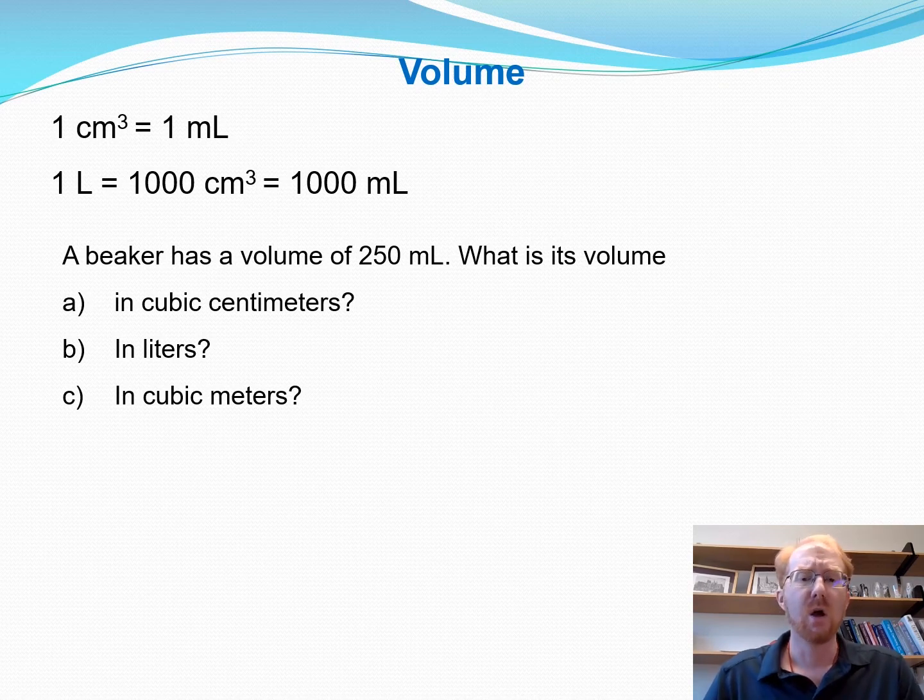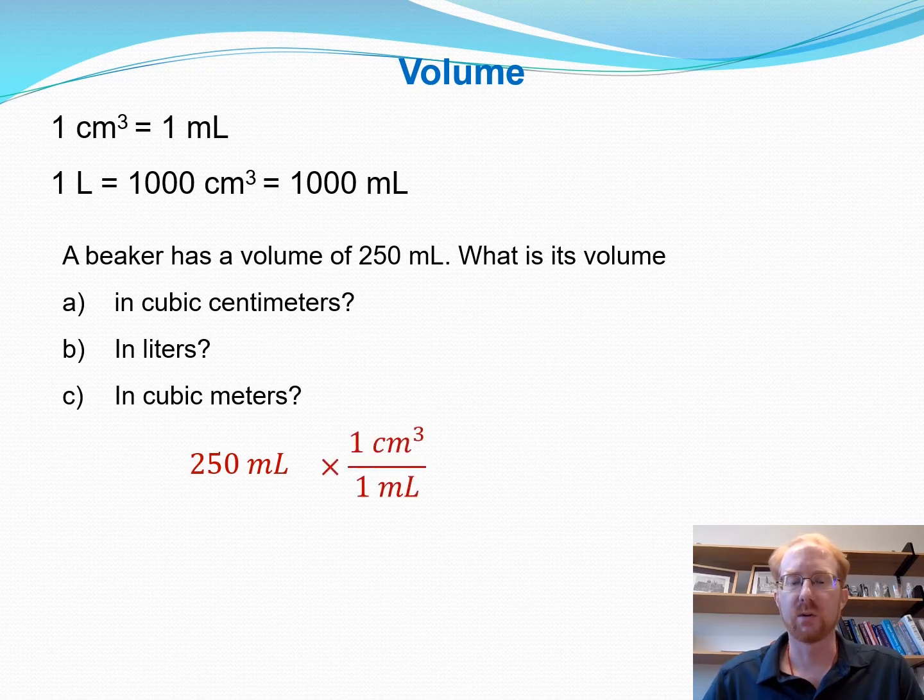So here's a question. A beaker has a volume of 250 milliliters. And now let's convert its volume into cubic centimeters, into liters, and into cubic meters. So A is very simple, very straightforward. 250 milliliters. Our conversion there is 1 cubic centimeter per milliliter, so it doesn't actually change anything. So I can cross off my milliliters and I'm left with 250 cubic centimeters. Very often, because it's a one-to-one conversion, we don't even really do this step and we'll just cross the units off and change to the appropriate unit, whether it's milliliters to cubic centimeters or vice versa.